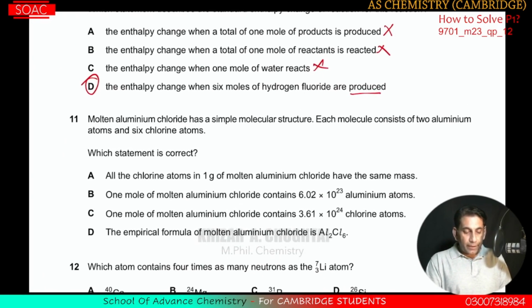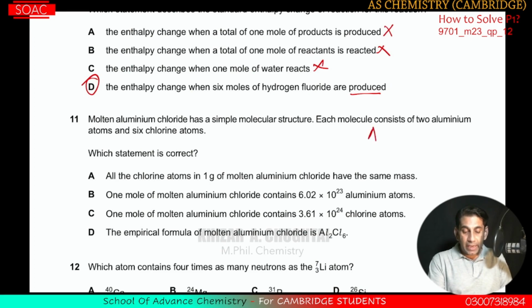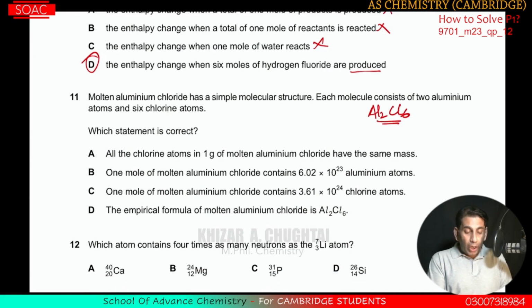Question number 11. Molten aluminium chloride has a simple molecular structure. Each molecule consists of 2 aluminium and 6 chlorine atoms. It is Al2Cl6. Which statement is correct? A, B, C, D. All chlorine atoms in 1 gram molten aluminium chloride have the same mass.